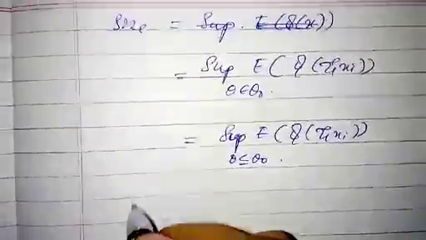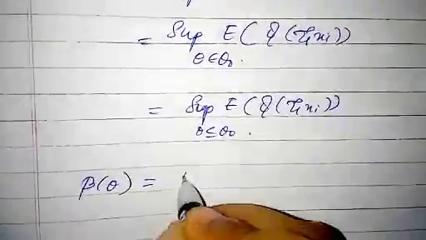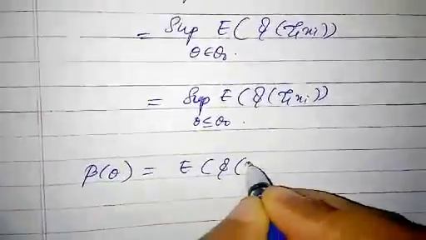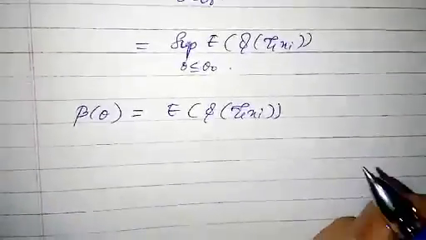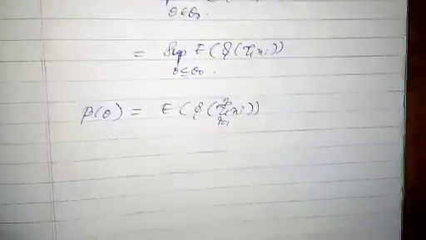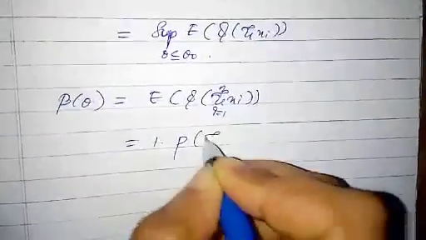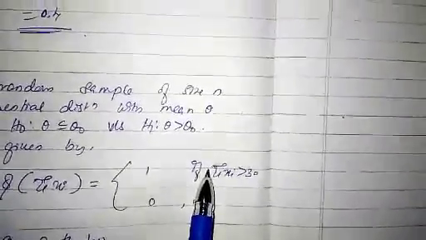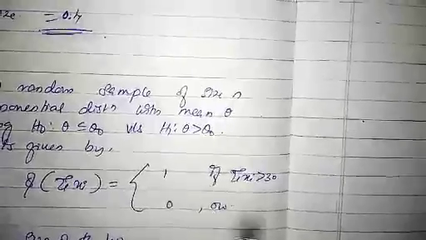So we can write it as theta is less than or equal to theta naught, right? Then what is beta of theta here? Beta of theta is equal to the expectation of phi of summation xi, i from 1 to n, which is equal to 1 into the probability of summation xi greater than 30 plus 0 into 0, right?